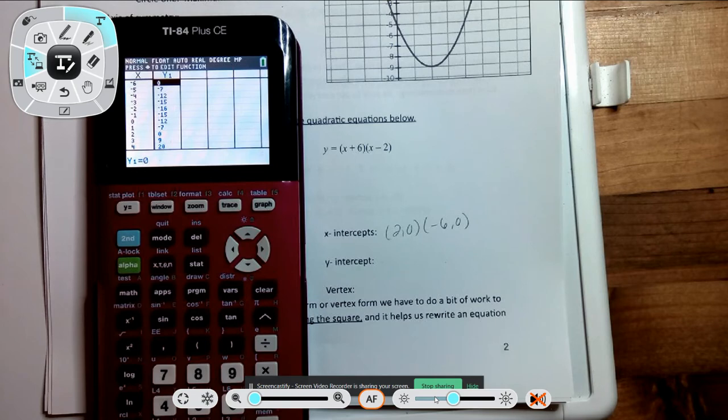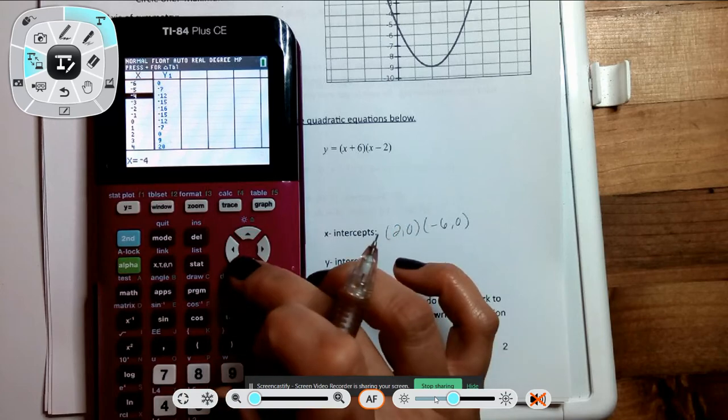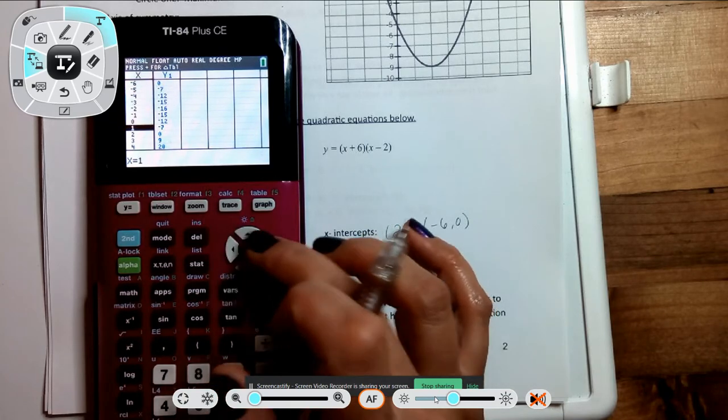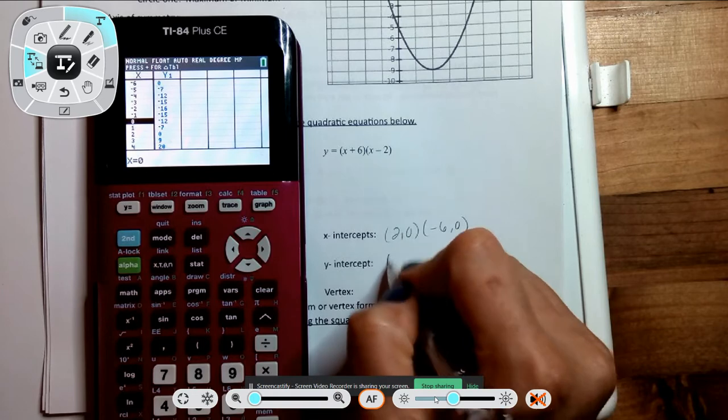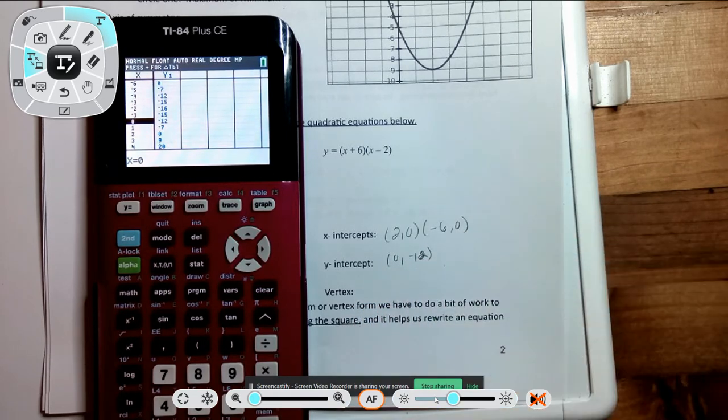Okay, in the previous problem, I told you guys that your y-intercept means that x is 0. So we're going to scroll down here to where x is 0, and we get 0, -12. Which again would make sense because it was further down our graph. Okay, we couldn't see it.